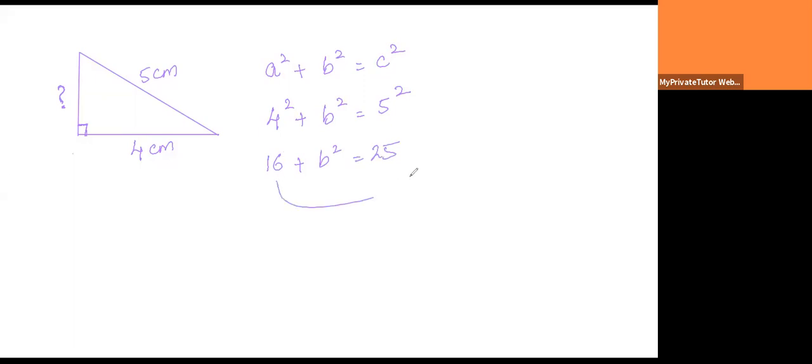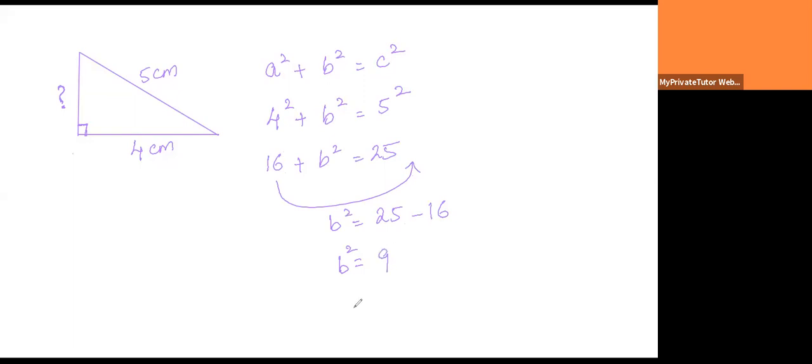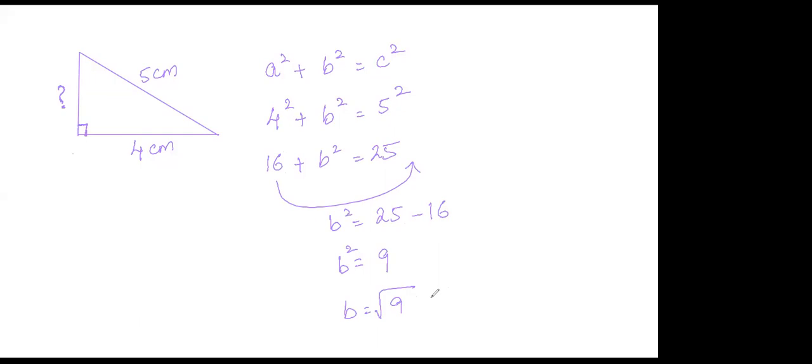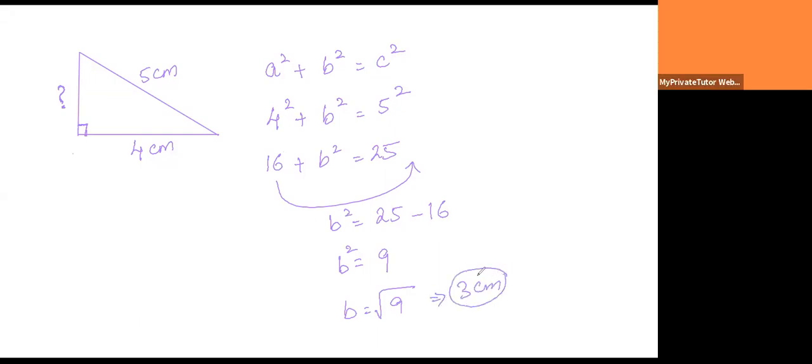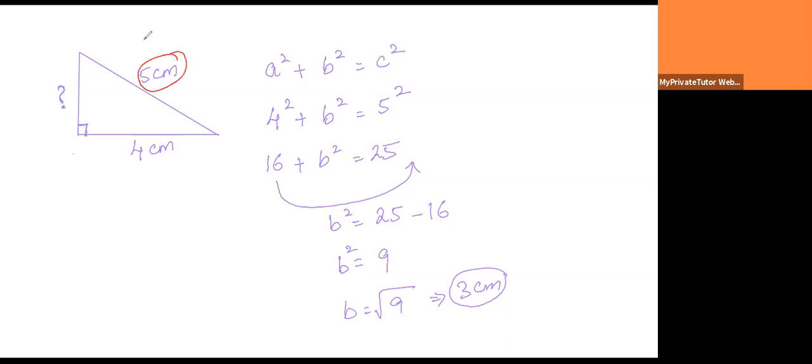Move this 16 to the other side. We'll get b square equals 25 minus 16. So b square equals 9, right? And what is b? Square root of 9, which is 3. Sorry, sir, I thought if you add, I got it wrong. So b is 3.